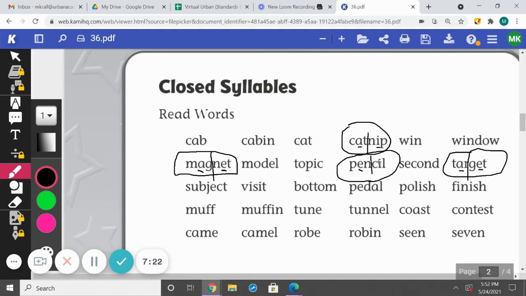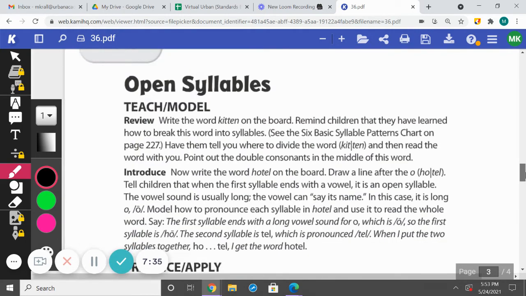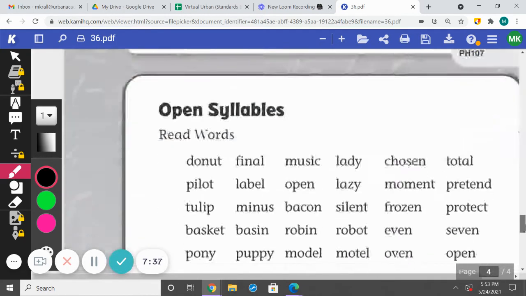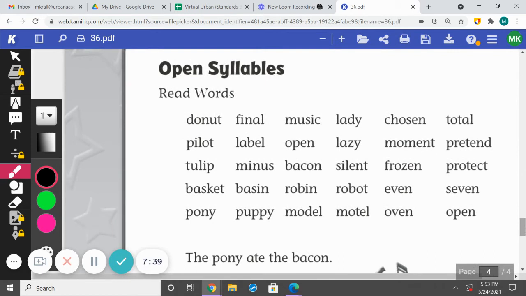And our I right here is closed in by that L. So it's going to be short, right? It's not going to have that long I sound because it's closed in. So we're going to go down and look at some more words.